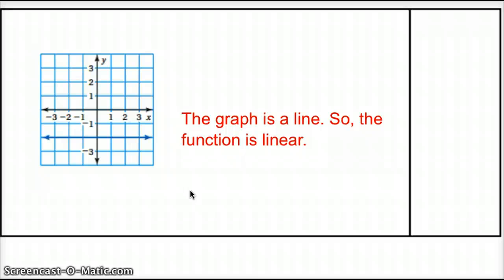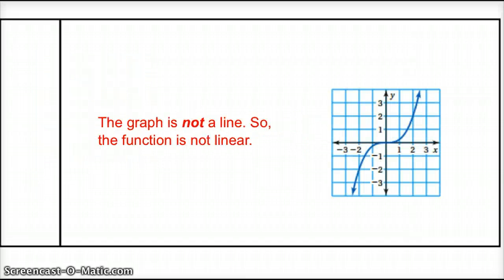Remember that for a relation to be a function, it cannot be vertical. So just keep in mind that we can't have a vertical line. Now take a look at the right-hand tab. Here, you look at this line. Actually, it's not a line. Therefore, the graph is not a line, so the function is non-linear. So anytime you see a curve, that's going to make it non-linear.